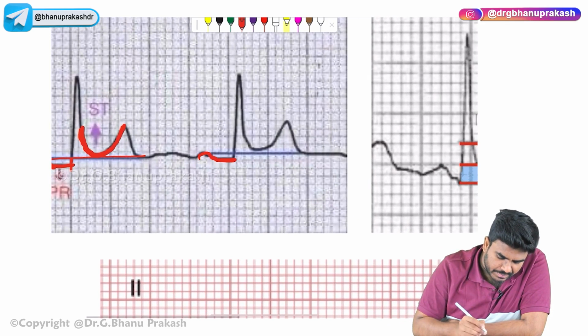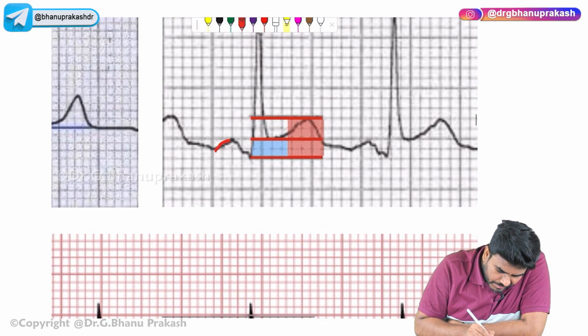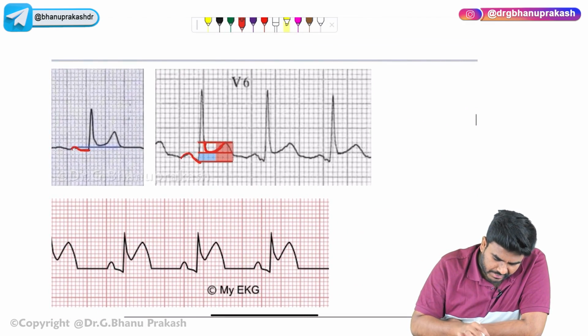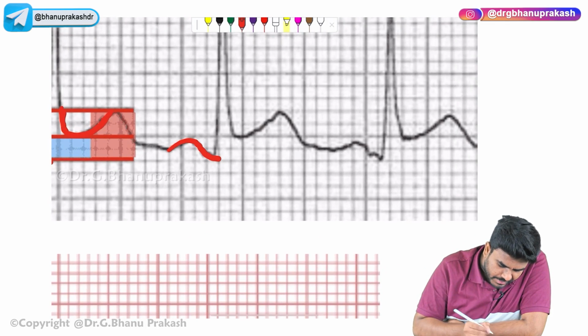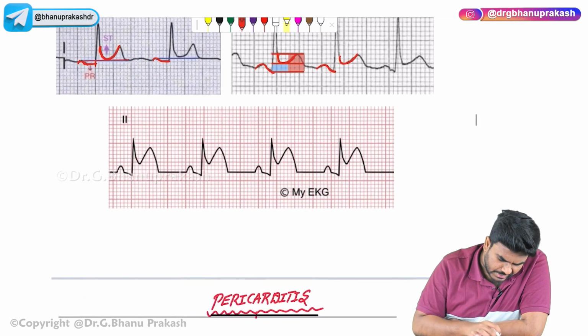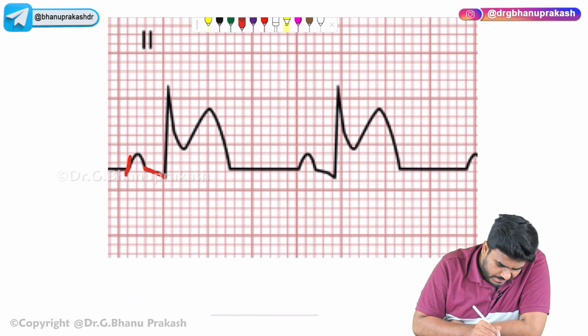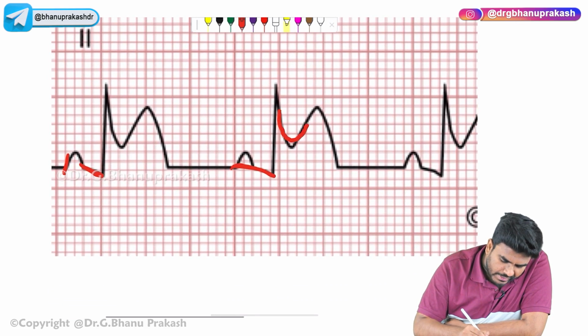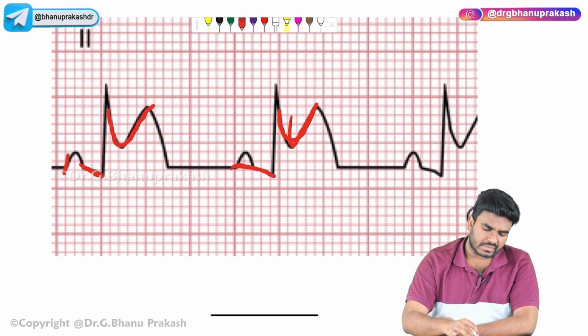Here also, there is PR segment depression. See, the PR segment is going to be depressed and there is concave ST elevation. Better visible here, see, there is PR segment depression and concave ST elevation. Here also, this is the PR. The PR segment is going to be depressed and there is concave ST elevation. There is a caving, something like that.